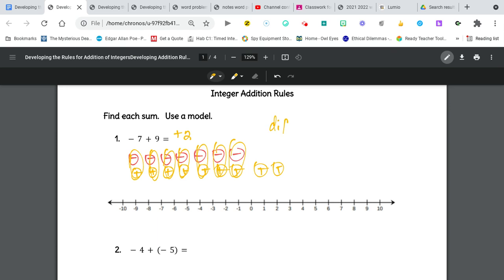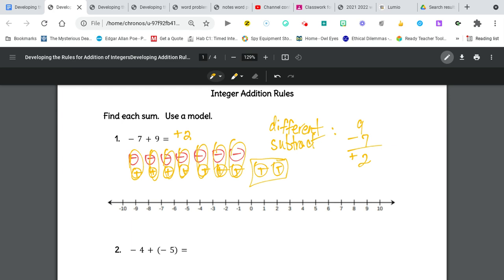But keep in mind that these chips were different. One was a set of positives, and the other was a set of negatives. The math part was just to take 9 and subtract 7. And as you can see, you have more positives than negatives. So subtract and see what you have more of.